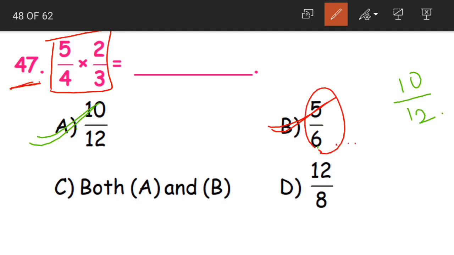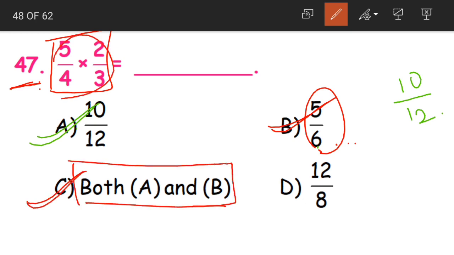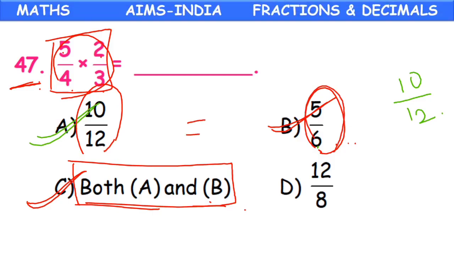So the correct answer for question number 47 becomes option C, both A and B. The product of 5 by 4 and 2 by 3 is both A and B, that is 10 by 12, which is equivalent to 5 by 6.